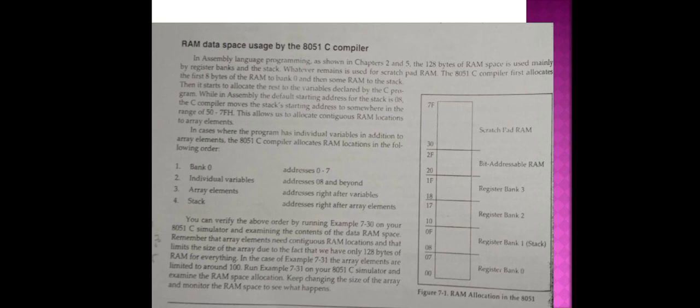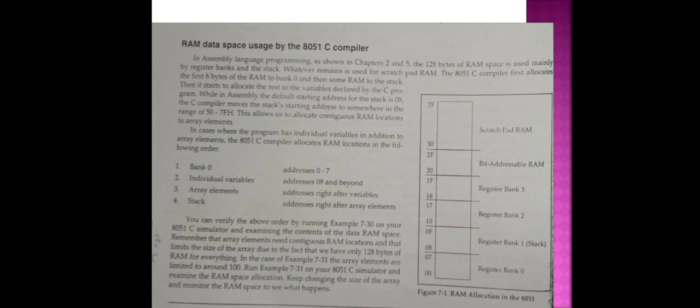The 128 bytes of RAM is the space used by the register banks and stack. Whatever remains is for use as scratch pad RAM. The 8051 C compiler allocates the first 8 bytes of RAM to bank 0, then some RAM to the stack, then it starts to allocate the rest to the variables declared in the C program.